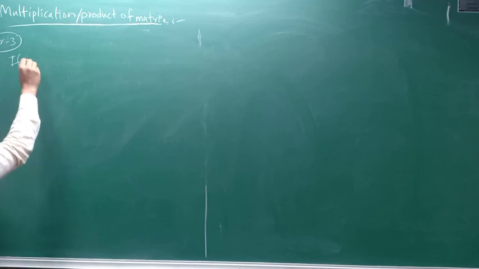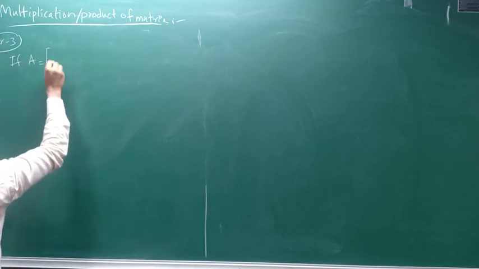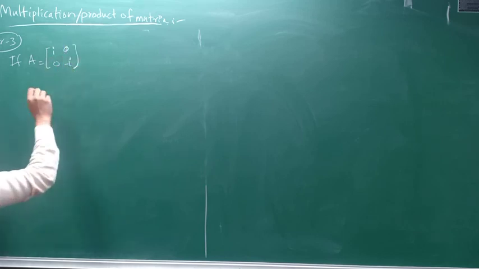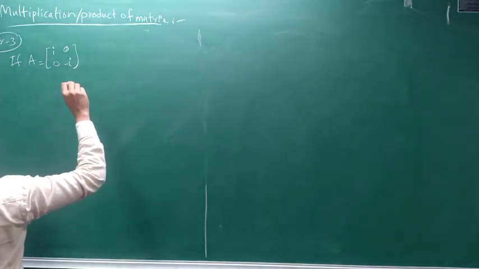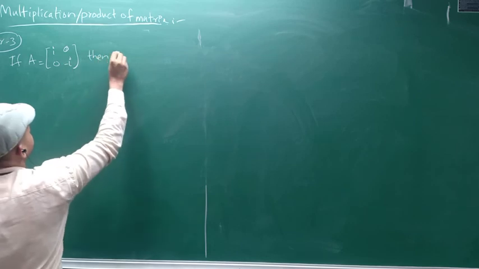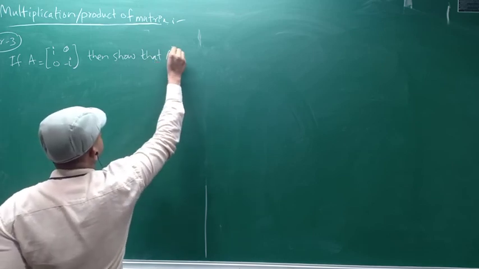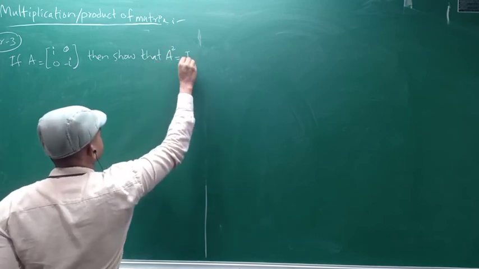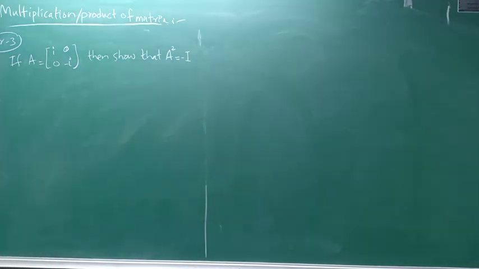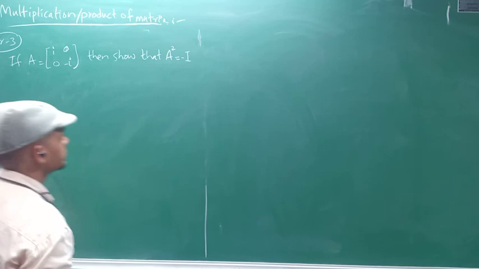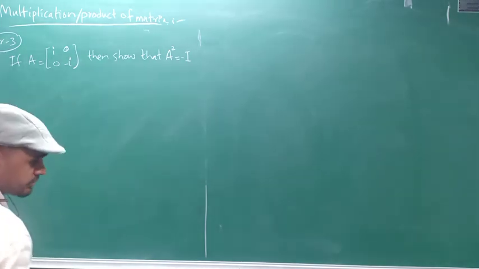that is, if A is the matrix [i 0; 0 -i], then show that A square is minus I. So the question is, if A is equal to matrix i 0 0 minus i, then show that A square is equal to minus I. I is nothing but the identity matrix.